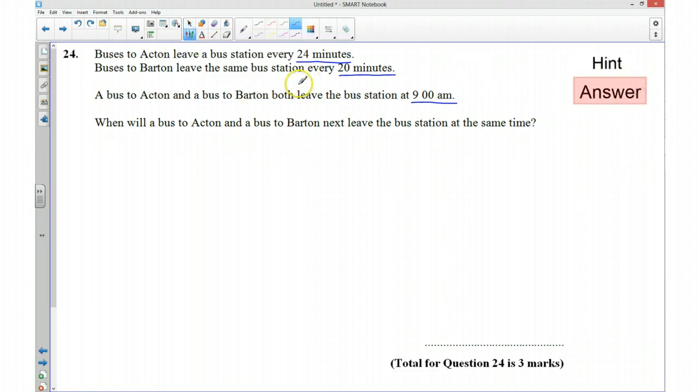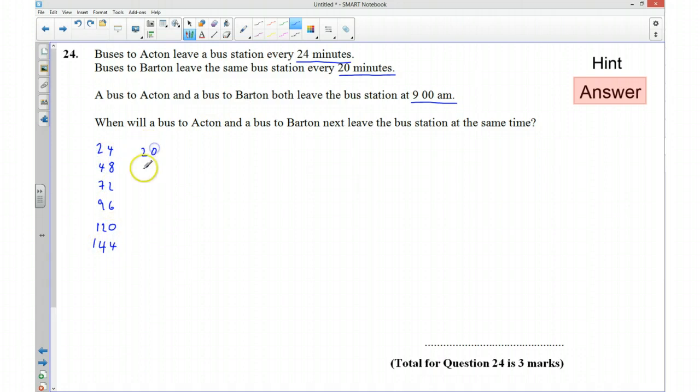Okay, there's a few ways of doing this, and some of you may be able to spot the common multiple fairly quickly. I'm going to list some multiples of 24 and 20. I'll list the multiples of 24 first. So that's going to be 24, 48, 72, 96, 120, 144, etc. I'm now going to list the multiples of 20, and try to find where I get a number that's the same in both lists.